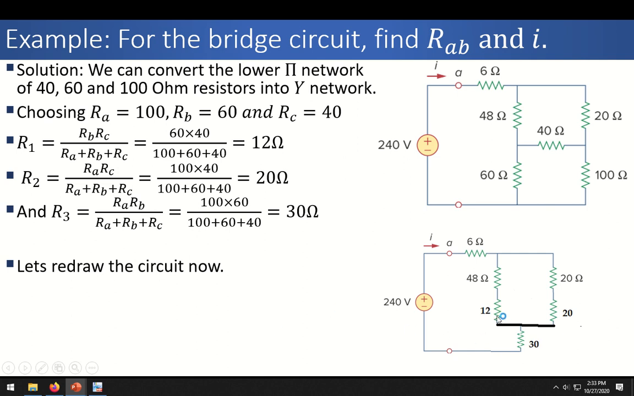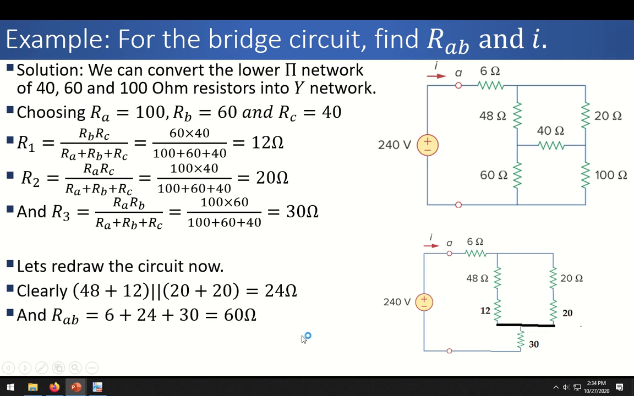Now you can see that this 12 ohm resistance is in series with 48, and this 20 is in series with this 20, and the equivalents of these two are in parallel with each other. So we can see that 48 plus 12 is in parallel with 20 plus 20. So this will be 50 multiplied by 40 divided by 50 plus 40. So this is 24 ohms. So resistance in between these two terminals is 24 ohms.